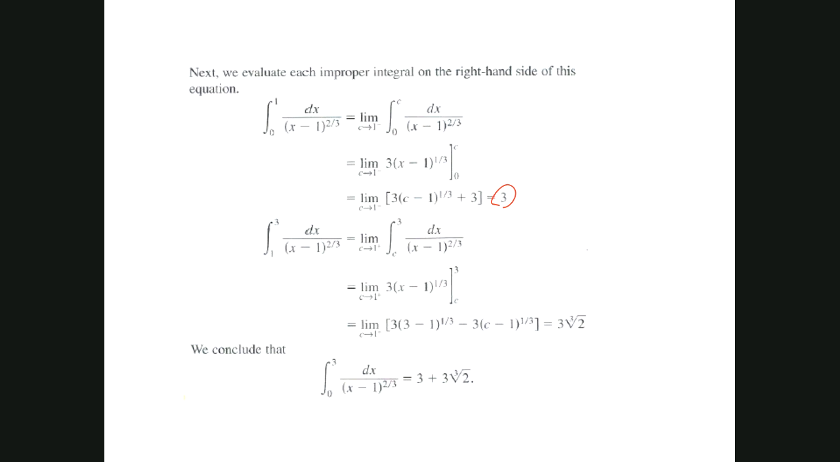But now we also have to do from c to 3 because there was a vertical tangent there. So we do the same thing. Take the integral, 3(x minus 1) to the 1/3 from c to 3, but now the limit is as we approach 1 from the right-hand side. And if you plug 3 in there, you get 3 times the cube root of 2. So we just add these two together, our 3 and our 3 cube root of 2, and we get the area underneath that curve.